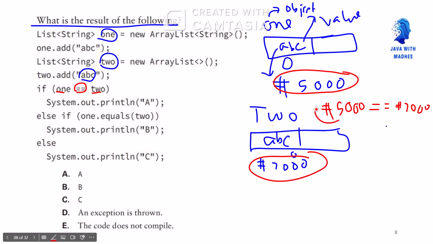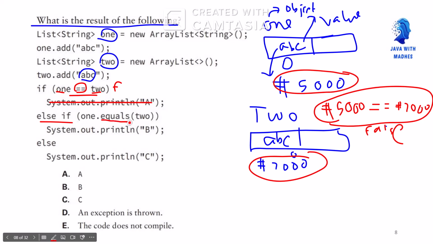Okay. Now tell me, are these two values the same? No, it is not the same, right? So it is false. So here this condition becomes false. Then this line is not at all getting executed. Then we are coming to the else if condition.